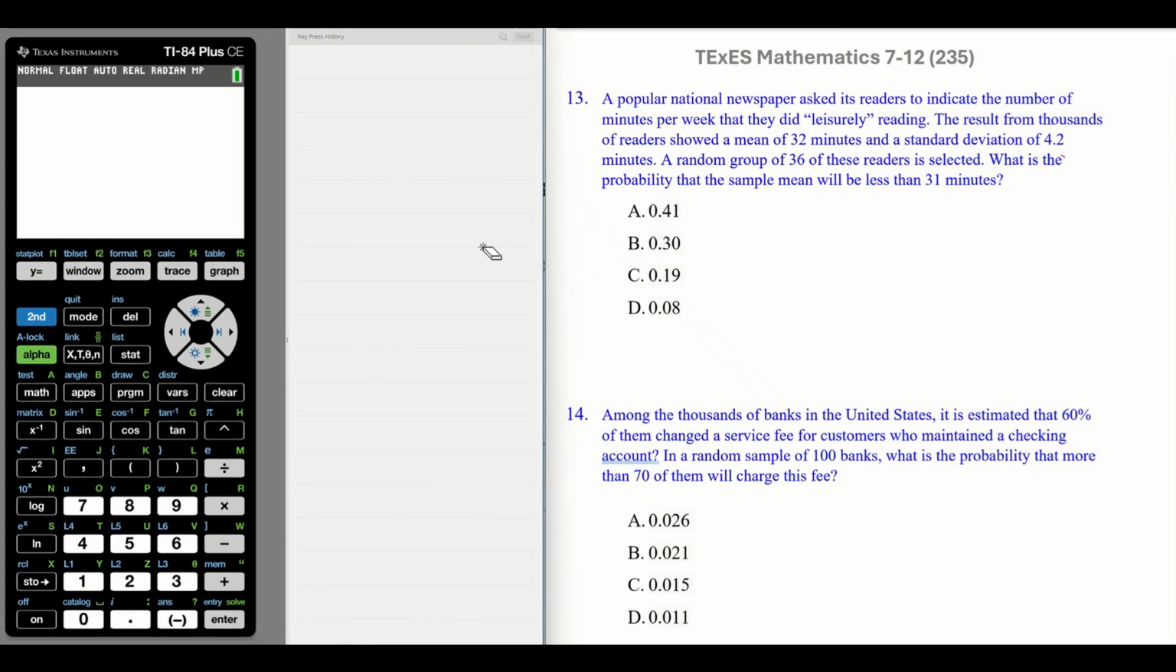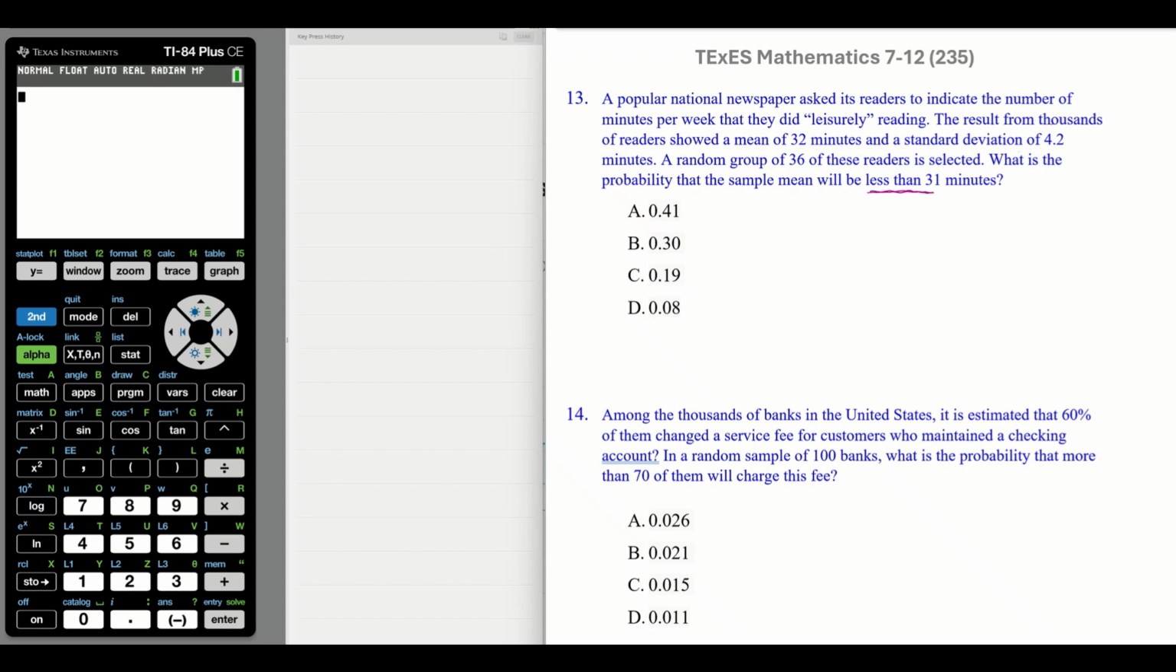Number 13. A popular national newspaper asked its readers to indicate the number of minutes per week that they did leisurely reading. The result from thousands of readers showed a mean of 32 minutes and a standard deviation of 4.2 minutes. A random group of 36 of these readers is selected. What is the probability that the sample mean will be less than 31 minutes? Okay, less than 31 minutes.